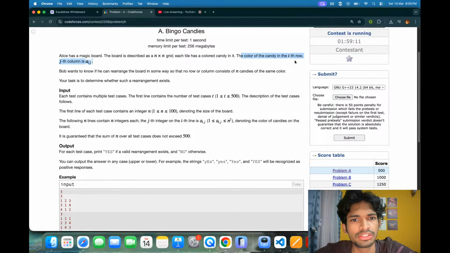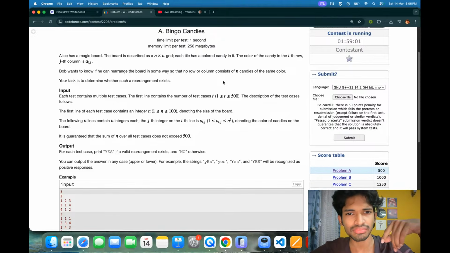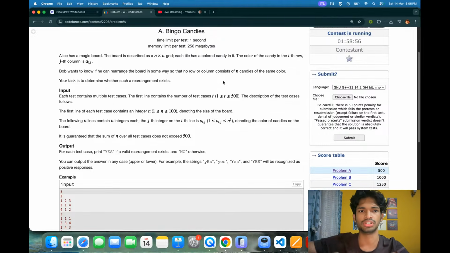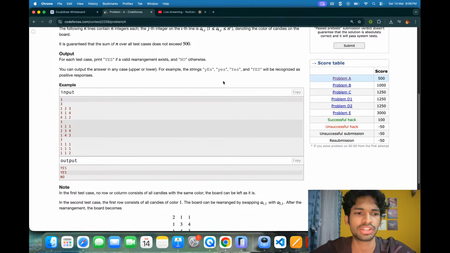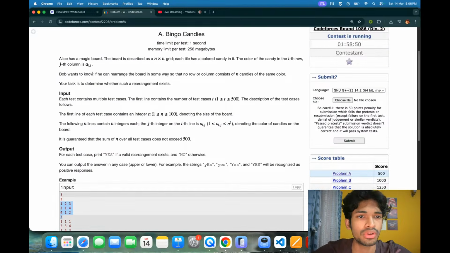So Bob wants to rearrange in such a way that no row or column has that. So what is the necessary condition for each color? The number of times it occurs should be less than or equal to n plus 1, and then you can just keep doing this, whether such an arrangement exists. So the frequency of each color should be less than or equal to that.